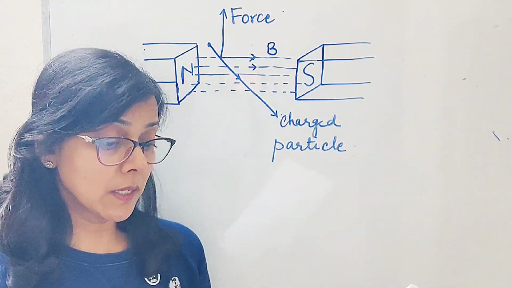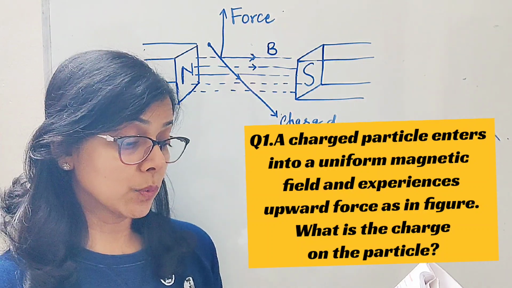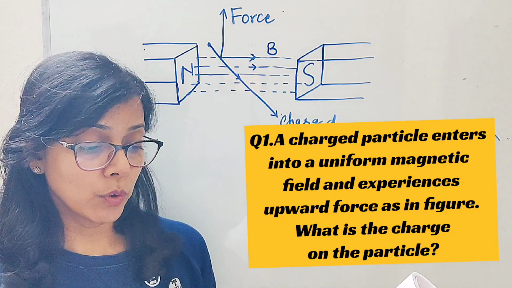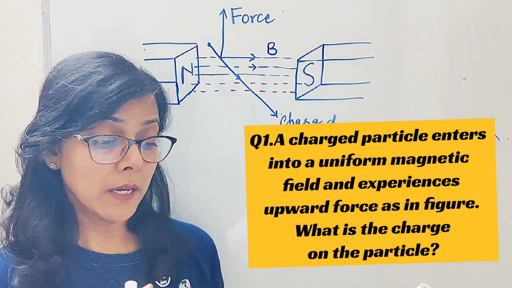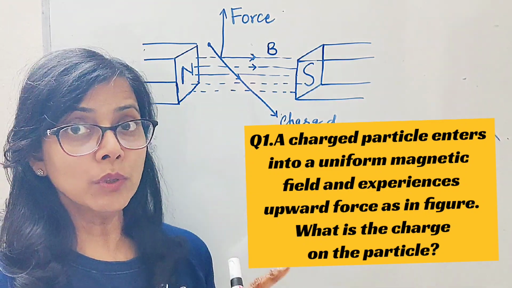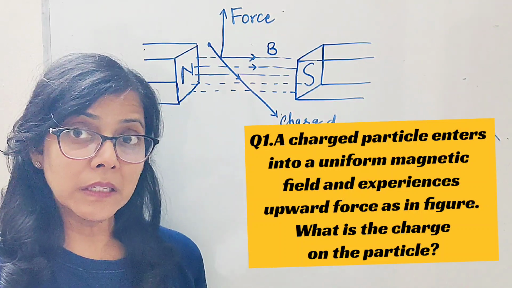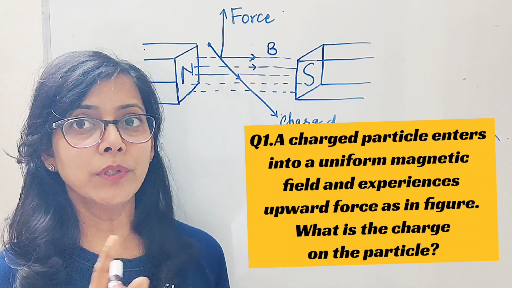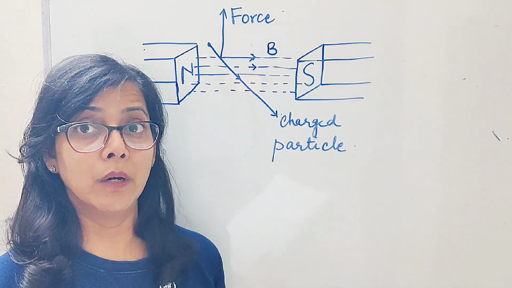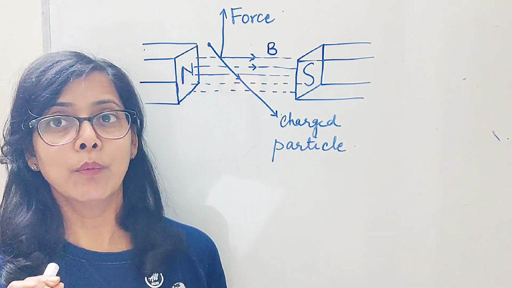The first question is, a charged particle enters into a uniform magnetic field and experiences upward force as in the figure. What is the charge on the particle? Now two things are given to us. The direction of the magnetic field, they are saying that it is uniform from north to south, and they have given us that a charged particle which is entering in this field is experiencing an upward force. So I have drawn the upward force here in the diagram. Now we have to find out what is the charge of the particle. Is it negatively charged or is it positively charged?